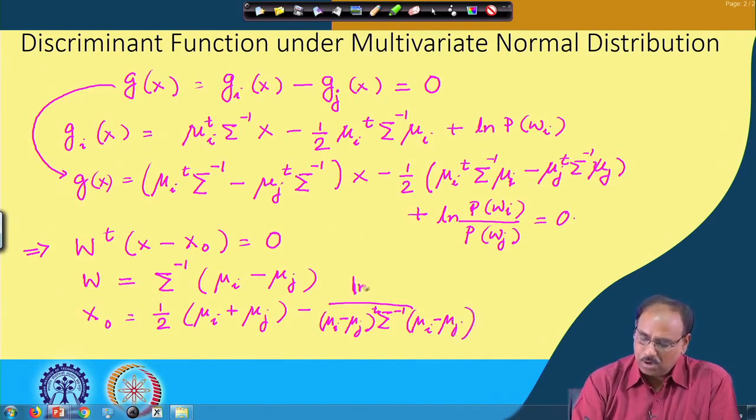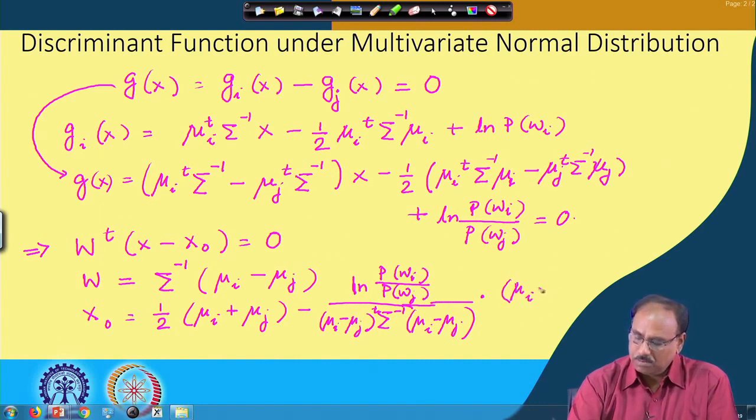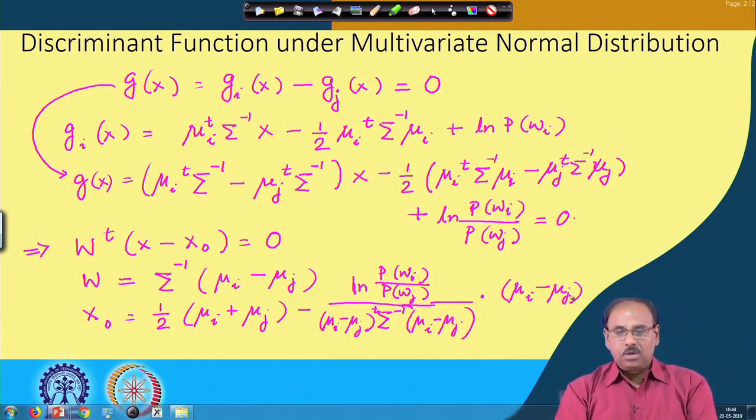Here it will be log of P omega I upon P omega J into mu I minus mu J. So, what does it indicate? It indicates, as before, that the equation of the decision boundary between the classes omega i and omega j is of the form W transpose (x minus x naught) equal to 0.